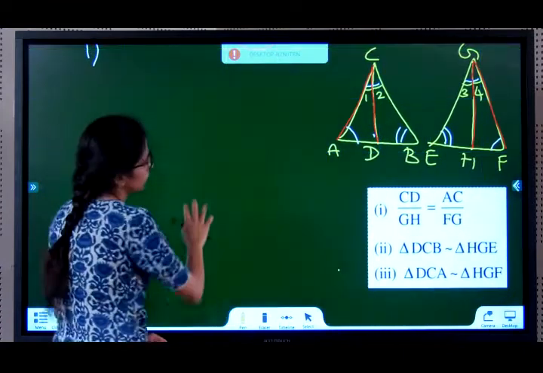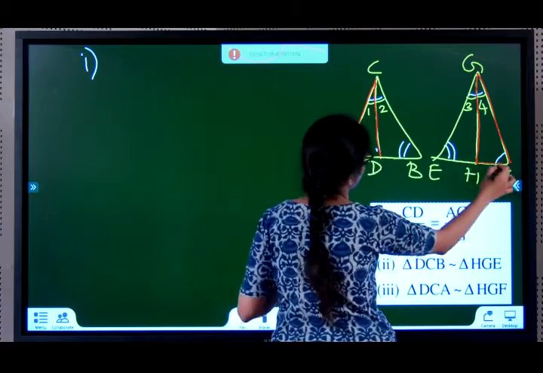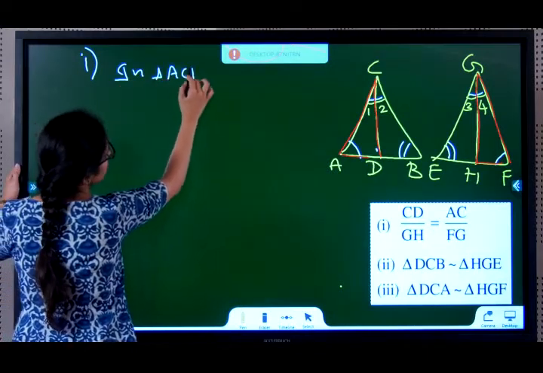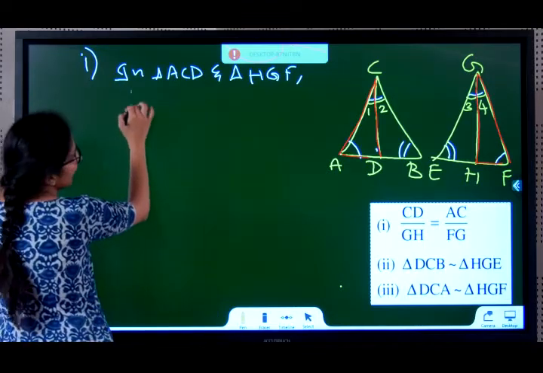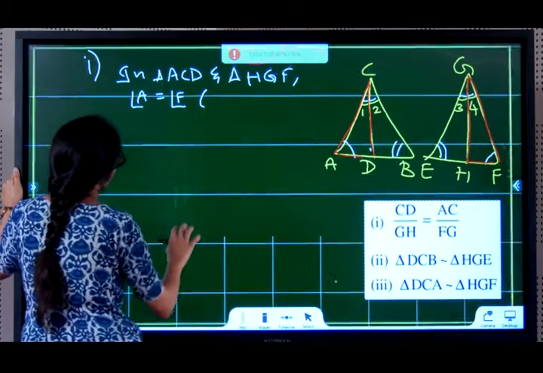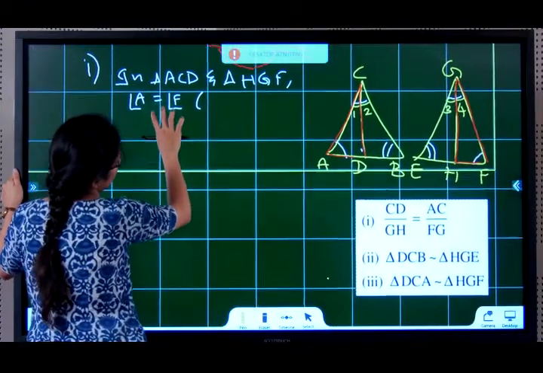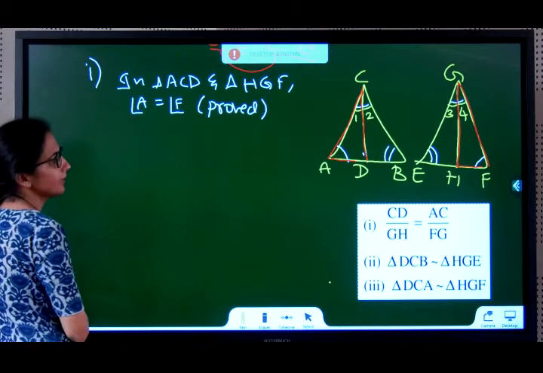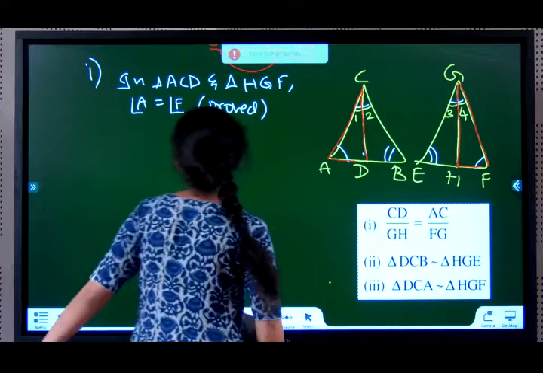Okay. So now here, which are the two triangles that you consider? This triangle and this triangle. Agreed? Yes. So in triangle ACD and triangle HGF, angle A is equal to angle F. Why? Because we have just proved it. You can label this as equation 1. We are using it, or you can just write proved. That will also do, or say from 1. Angle A is equal to angle F. Next, angle 1 equals angle 4. That is also proved.